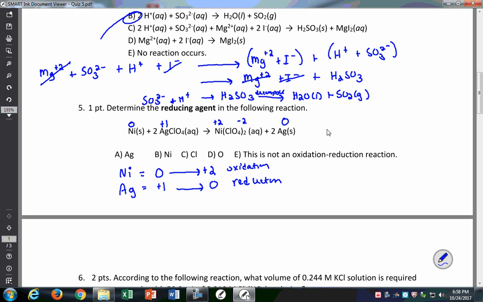Now that's not what the question asks. It asks which one's the reducing agent. The thing that is undergoing oxidation is causing the other thing to be reduced. So nickel is our reducing agent. It is causing silver to be reduced. So make sure you pay attention to what I'm asking for. Am I asking for what's being oxidized? Am I asking for what is the reducing agent? You have to pay attention to what I ask.